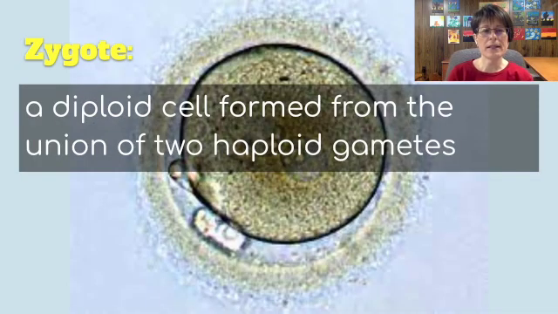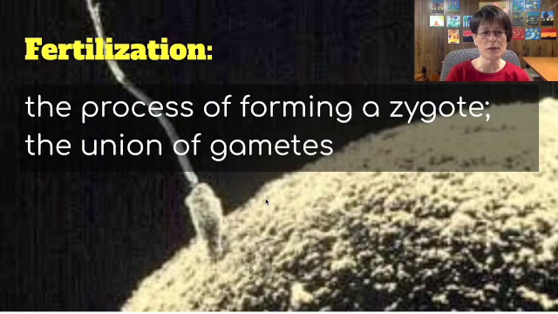Now, when the ovum and the sperm come together, they form a zygote. And this is a diploid cell formed from the union of 2 haploid gametes. And you can see here, there's a zygote in the background, and you can see a circle here and a circle there. Those are the nuclei, one from the ovum, one from the sperm, that are fusing together in this zygote that has formed from the process of fertilization. And this is the process of forming a zygote, the union of gametes.